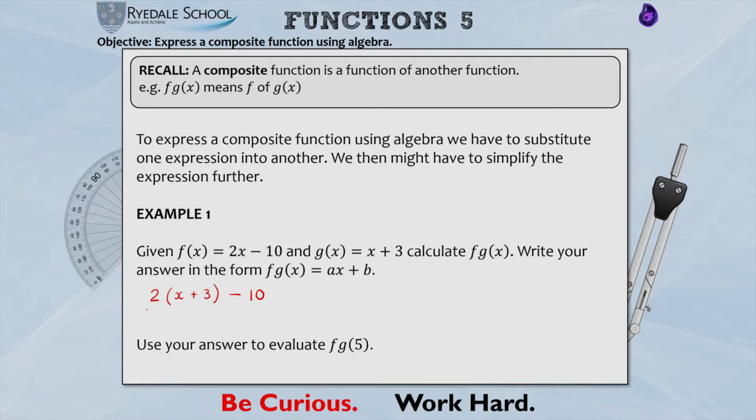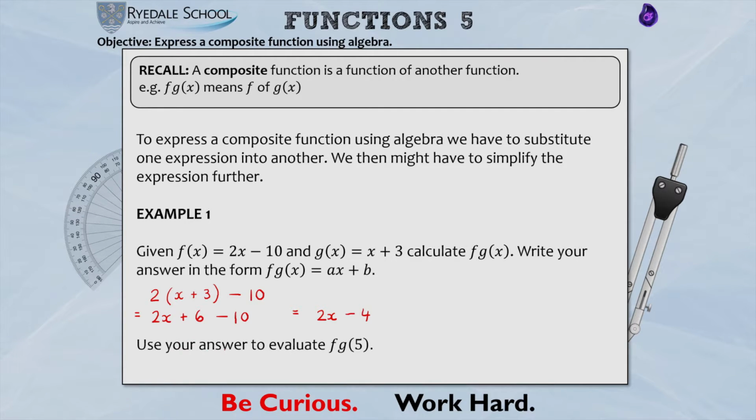Now obviously we can do a little bit of an expansion here, because 2 bracket x plus 3 is 2x plus 6. And then we've got this take away 10. So that will tidy up all together to be 2x take away 4, which is in the form ax plus b, where a is 2 and b is negative 4.